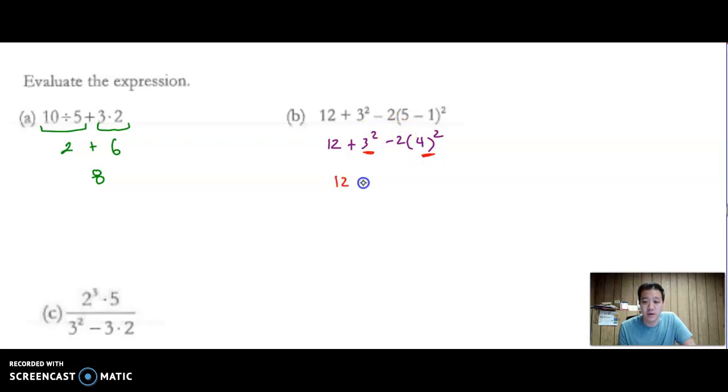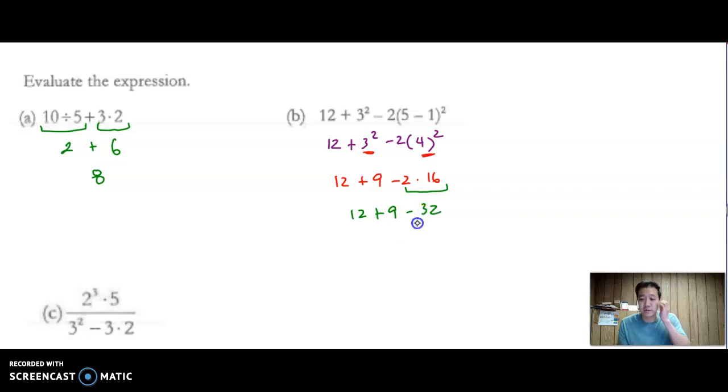So that's going to be 12 plus 9 minus 2, and 4 squared, 4 squared we know is 16, so 2 times 16. Okay. And I'm noticing we have this 2 times 16. I'm going to multiply those. So we have 12 plus 9 minus that's 32.